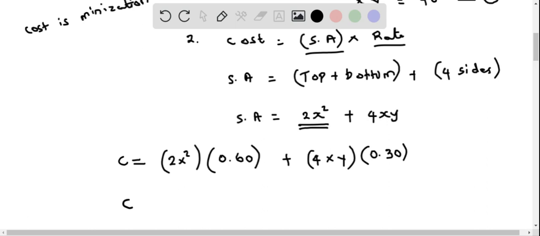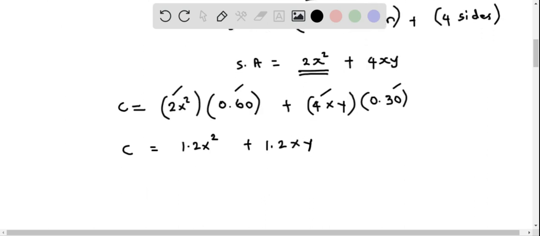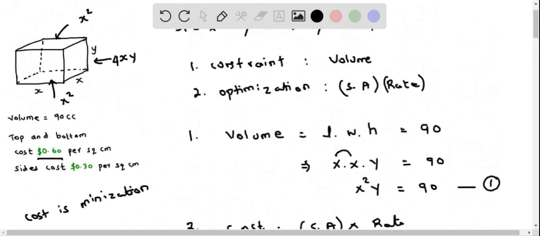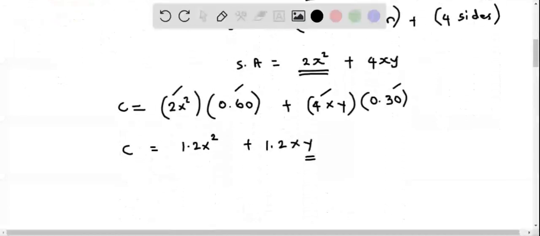And let's simplify this cost equation. We multiply the numbers 2 times 0.60, and this equals 1.2, and then we have x squared, plus we also multiply this 4 with 0.30, and that also is 1.2. We then have xy. But to optimize this cost, we need this equation in just one variable. We see here that we have the variable y. So we can convert that into x using equation number 1.